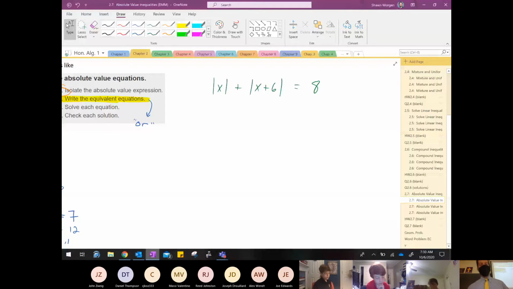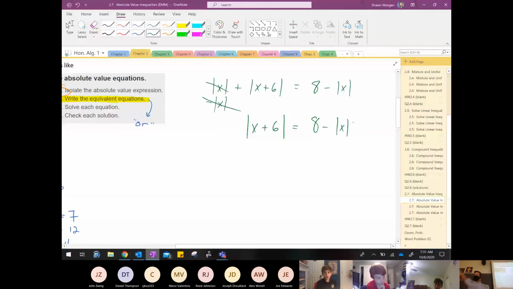So, all right, y'all crazy if you think just subtract x. We want to move that whole absolute value of x over there to the other side. All right, so we're going to subtract absolute value of x from both sides. Okay. So now I've got absolute value of x plus 6 equals 8 minus absolute value of x. Now, step 2 says write the equivalent equations.